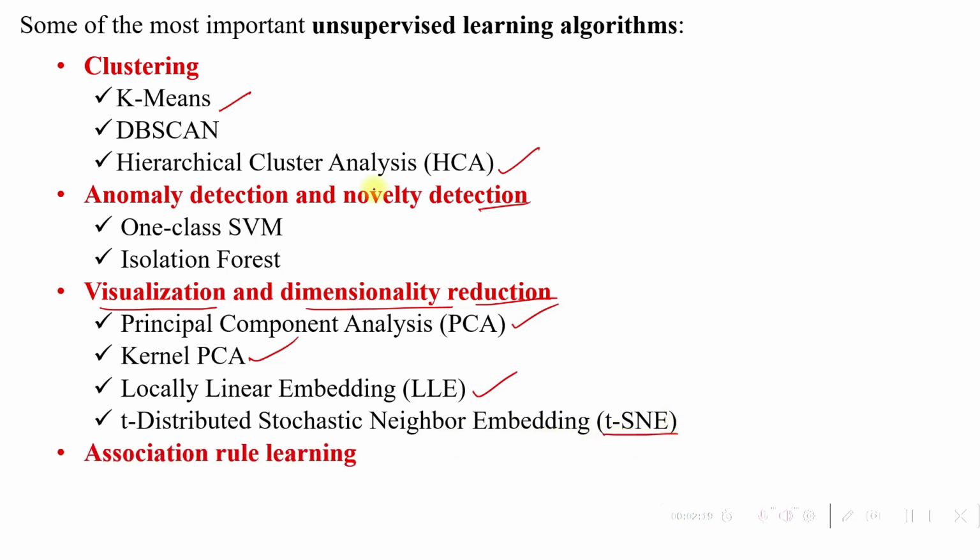And one more type of unsupervised learning system is association rule learning. Here the Apriori algorithm and Eclat algorithm are applied. So based on this, we have different types of unsupervised learning systems.